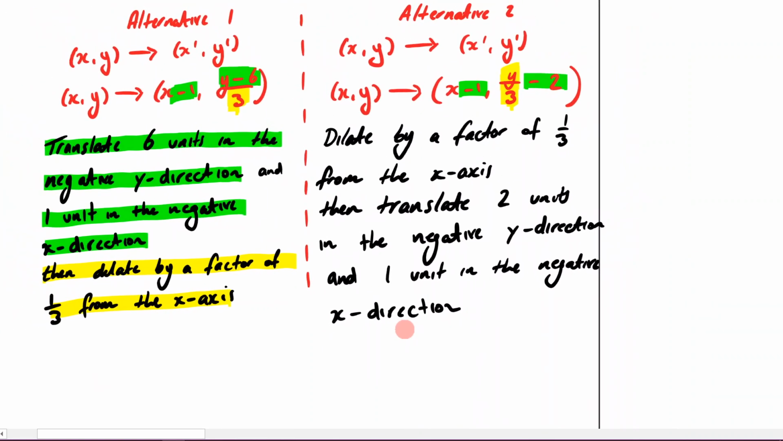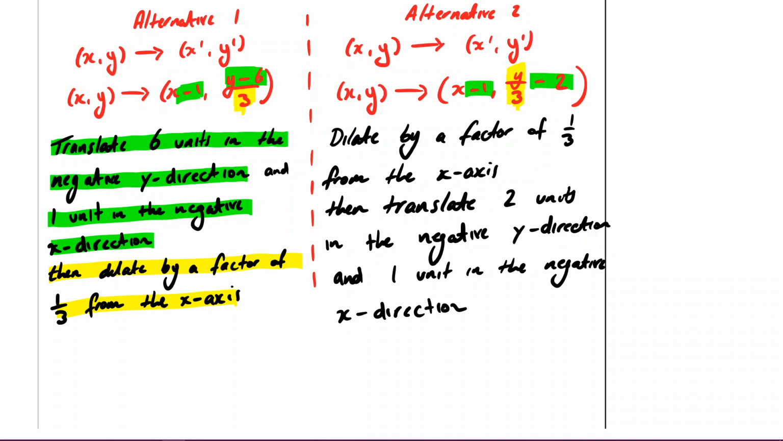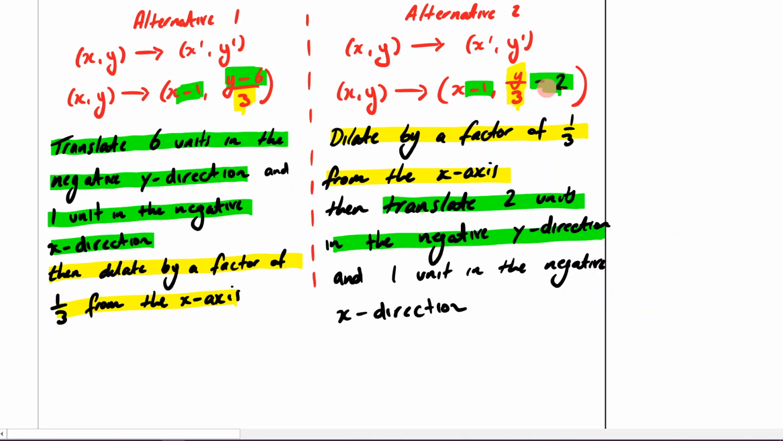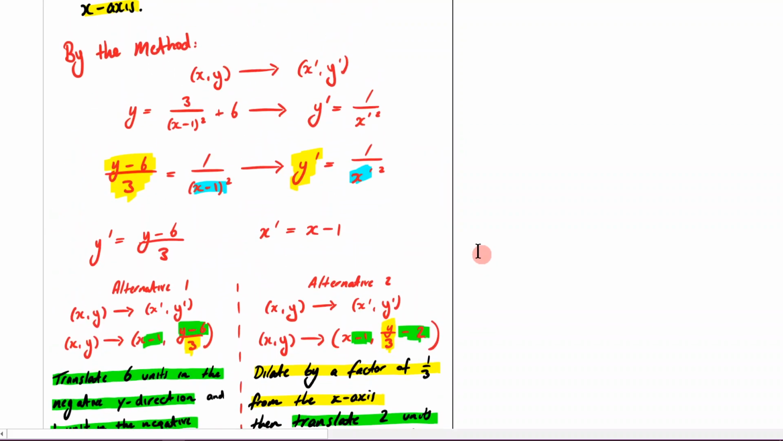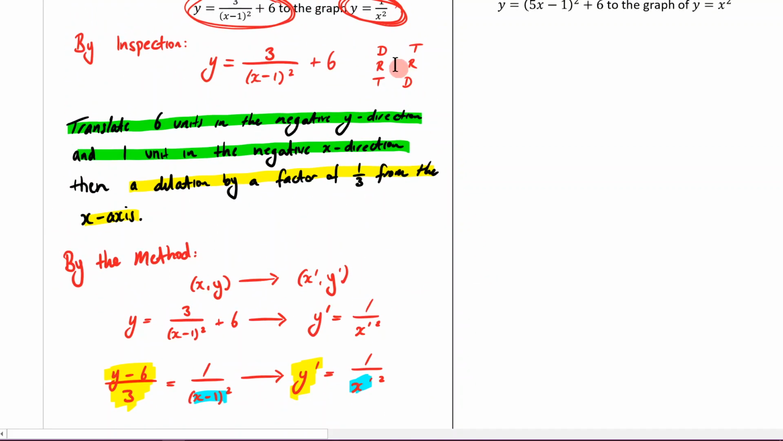Okay, so let's now just stop and look at what we did there. I first dilate by a factor of 1/3 from the x-axis because that's the first thing that happens to my y there, and then I translate 2 units in the negative y direction because of this, and 1 unit in the negative x direction because of that. Hopefully that makes sense and explains why the order can be different, and explains why we read the translations off here first rather than the dilations.